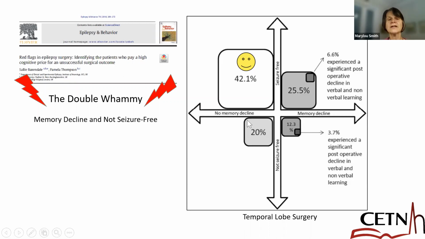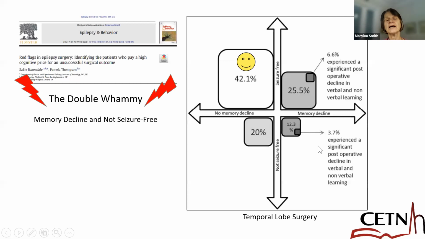About 20% showed no memory decline, even though they were not seizure-free. 25% showed a memory decline, even though they were seizure-free. And of these, about 6% experienced a significant postoperative decline in both verbal and nonverbal memory. So that was quite a significant hit for them.